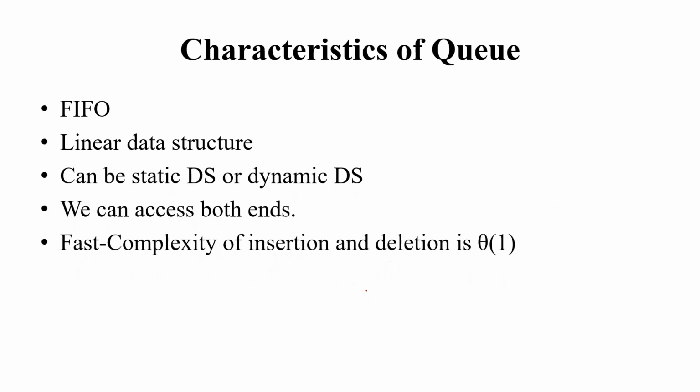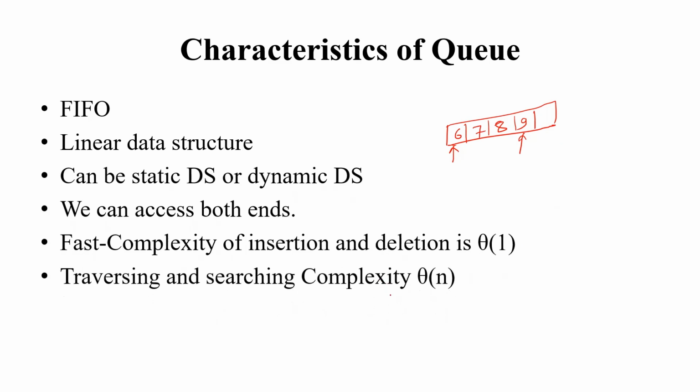Insertion and deletion, like stack, are very fast. The complexity of insertion and deletion is theta of 1. You can understand from here, let's suppose we have 3 elements, 6, 7, 8. If we want to delete an element, we need not go anywhere, we can just delete 6. If I want to insert an element, I can directly insert here in constant time. We don't have to traverse n elements. That's why the complexity of this is theta of 1.